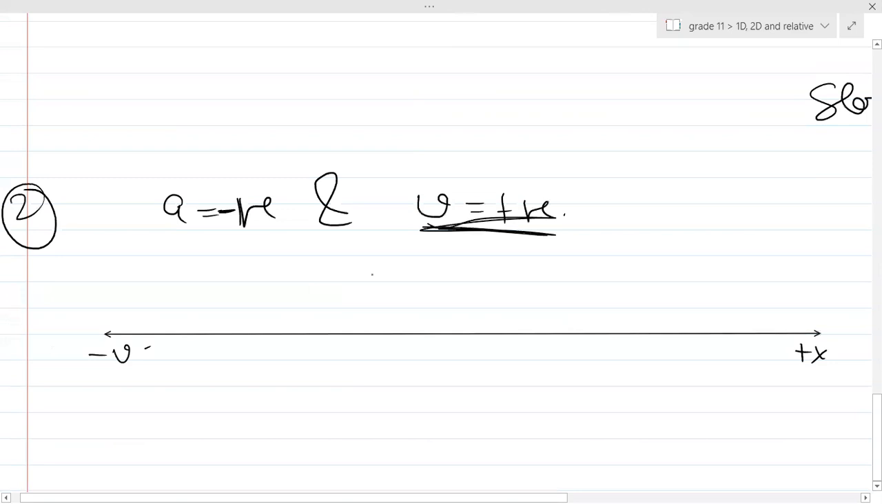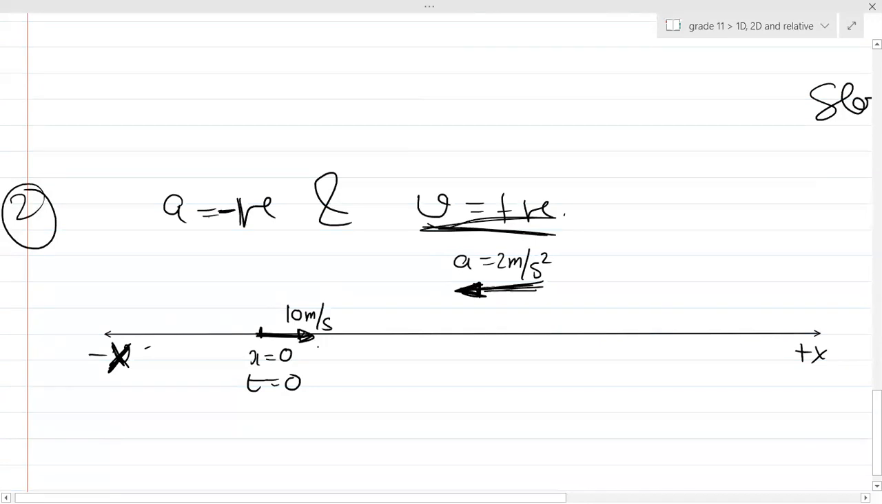So let's say when it is at x equals to 0, at t equals to 0, it was moving with, let's say, velocity 10 meter per second. And let's say the acceleration is 2 meter per second square, but acting in the negative direction. Can you see the acceleration is acting in the negative direction and velocity is acting in the positive direction? Yes or no? Now basically what will happen, this acceleration will try to reduce the velocity, and since acceleration is minus 2 meter per second square, what does this mean?